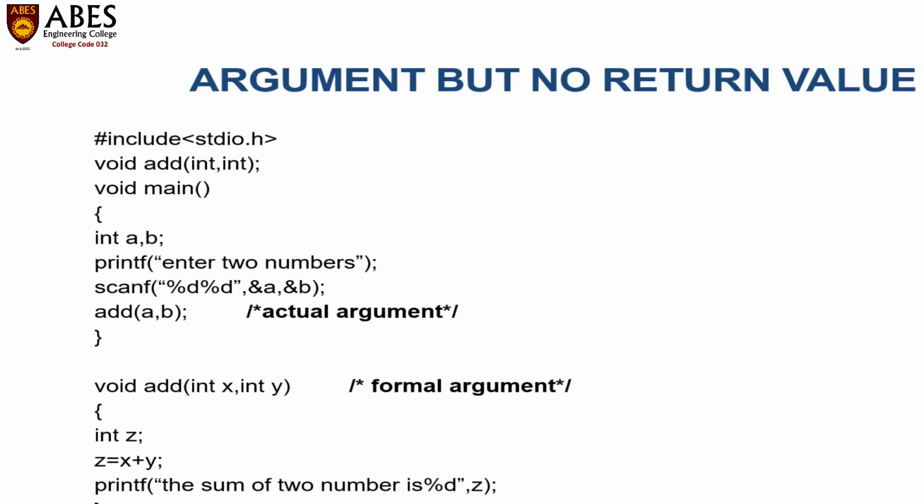Similarly, here z, a third variable, is declared inside the function definition. Now z equals x plus y. Both the values get added and assigned to z. And finally, the value of z is printed in the printf function. Because there is no return value, the final output will be printed inside the function definition. You should always remember that if there is no return value, your output will be printed inside the function definition.